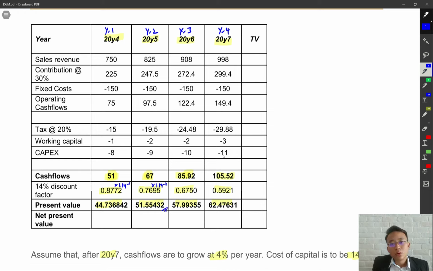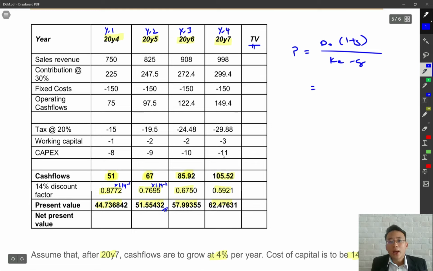So we wish to embrace our terminal value. How do we calculate that? Same thing. I would do the workings above here. P equals D0 times 1 plus g over Ke minus g. Now, when I'm looking at terminal value, the latest cash flow will be 105.52, and I'm told it grows by 4%. So, place it in. Ke, 14%.